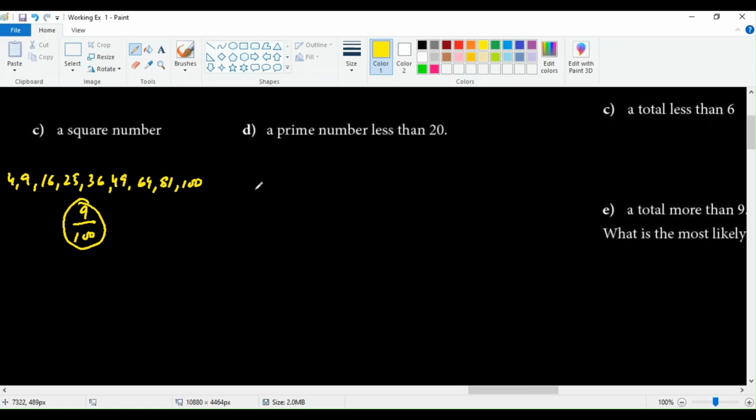A prime number less than 20. So there are actually 8 prime numbers less than 20. So I will write 8 over 100, which when simplified gives us 2 over 25.